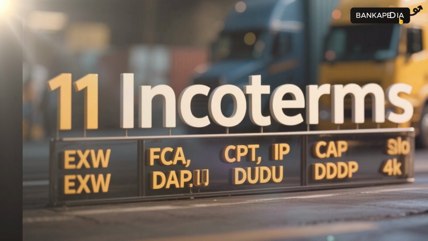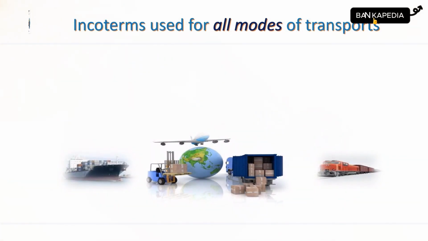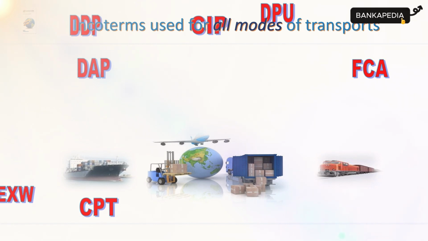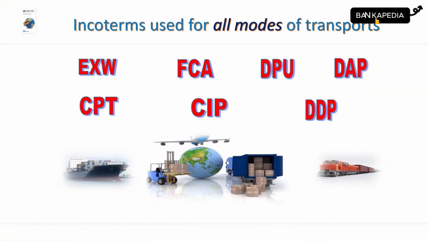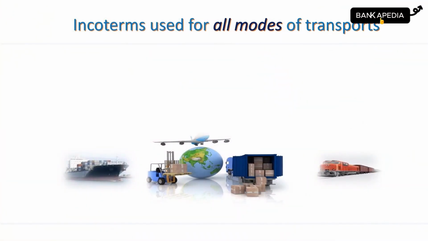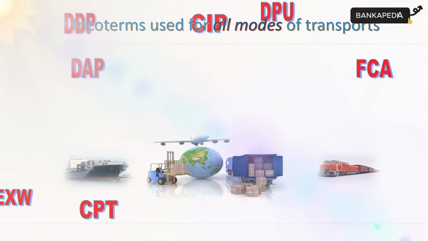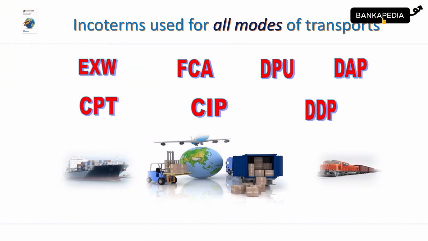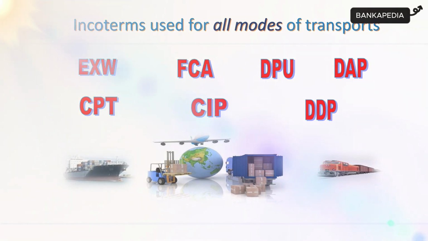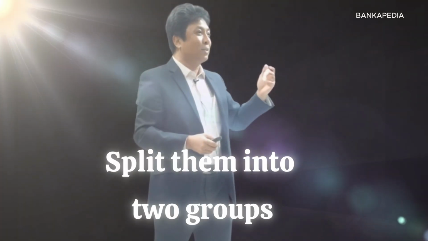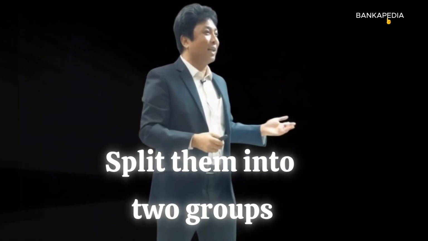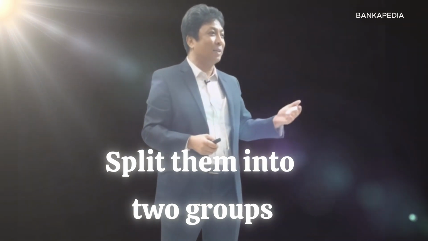They can be divided into two groups. The first group has 7 rules that can be used for any mode of transport: sea, air, road, rail, you name it. They are EXW, FCA, CPT, CIP, DAP, DPU, and DDP. The second group has 4 rules that are specifically for sea and inland waterway transport only. They are FAS, FOB, CFR, and CIF. To make it easier, we can split them into 2 groups. Let us start with the first group, the ones for any mode of transport.